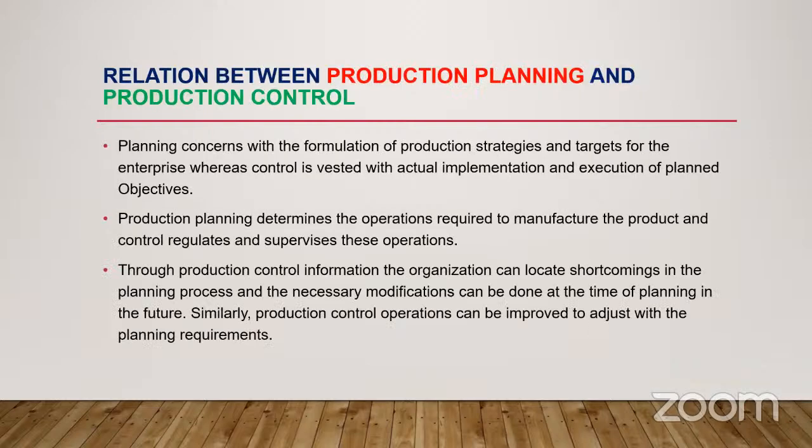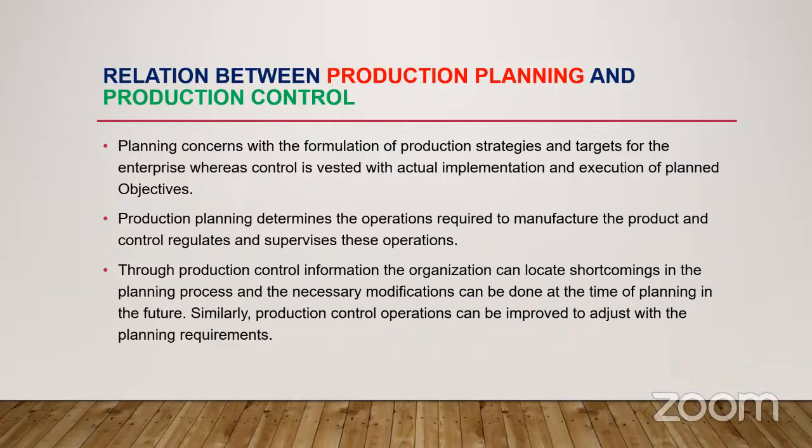The relation between production planning and production control: two things are there, planning and control. Here, if you take the case of production or operation, more or less both are synonymous terms. The planning is concerned with the formulation of the production strategies and targets for the enterprise, whereas the control is vested with the actual implementation and execution of the planned objectives.